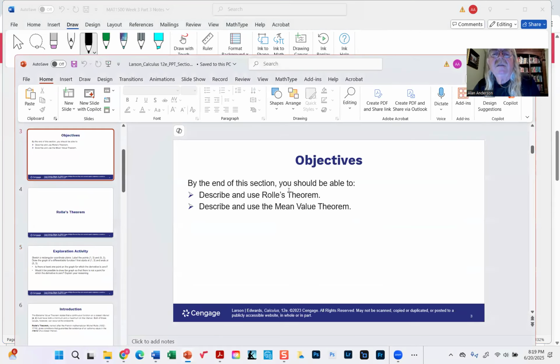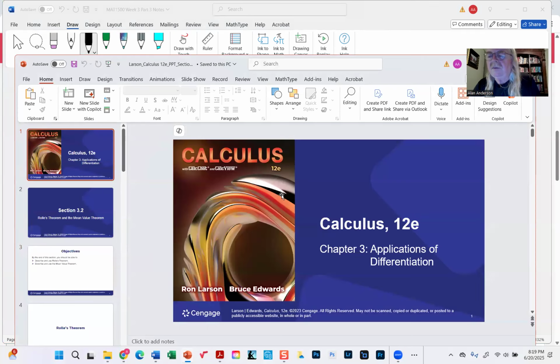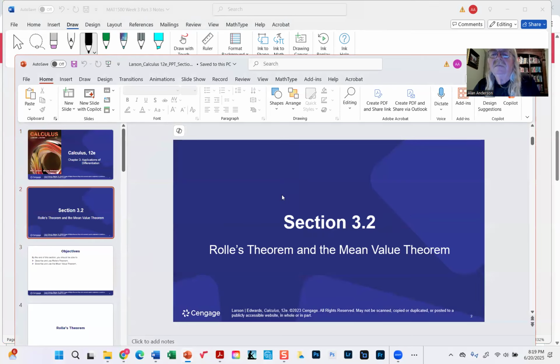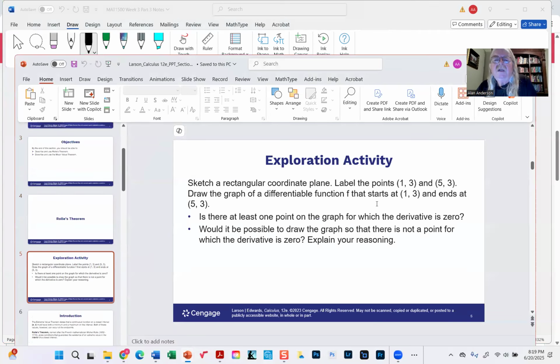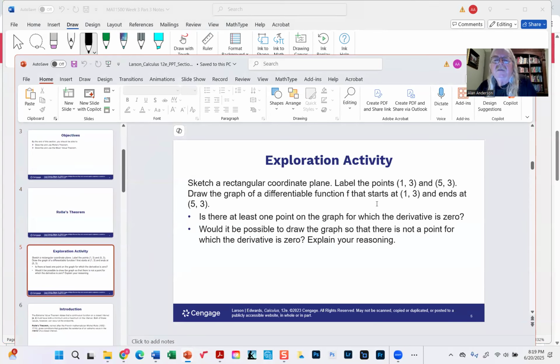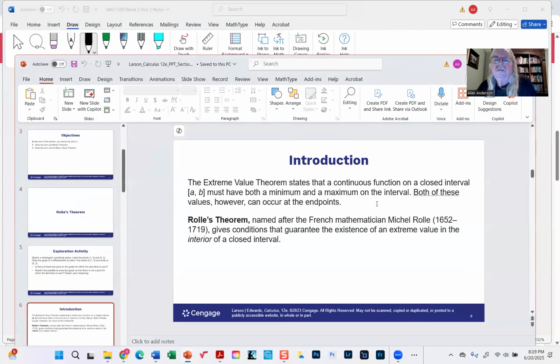Now next, we're going to look at some theoretical results: Rolle's theorem and the mean value theorem. Basically, these theorems are there to help us understand the behavior of what we're doing. And Rolle's theorem tells us under what circumstances we can guarantee either a minimum or maximum exists within the interior of a closed interval.